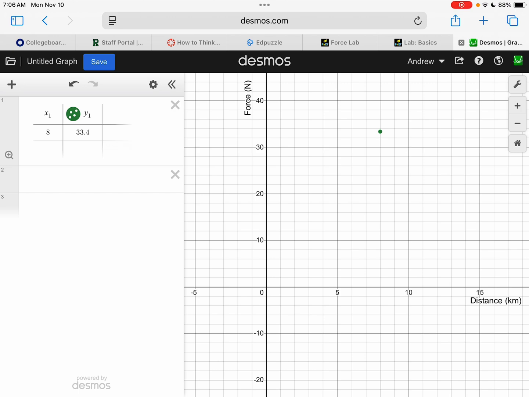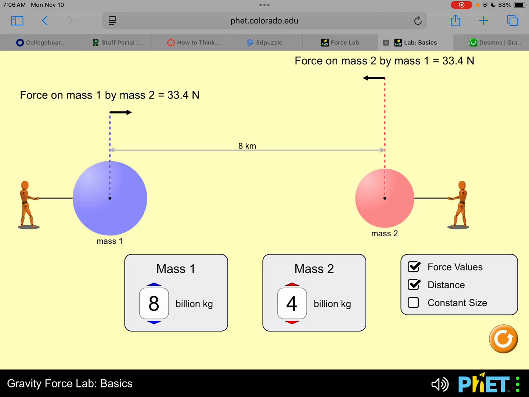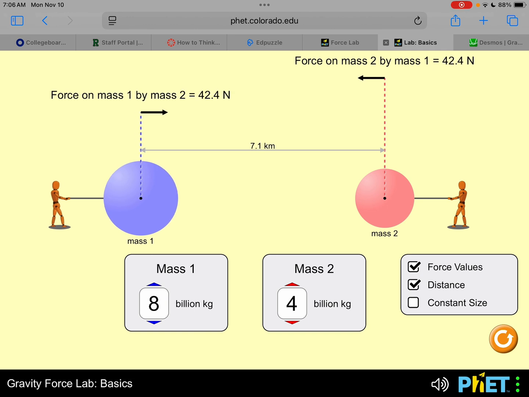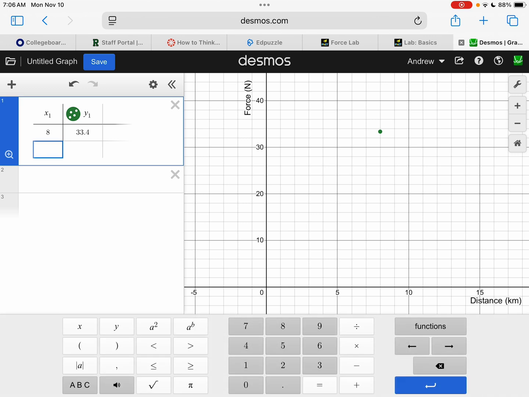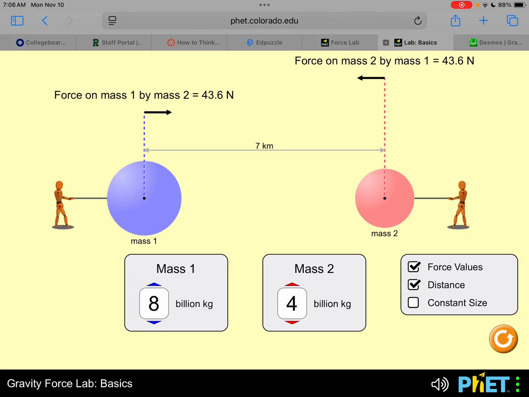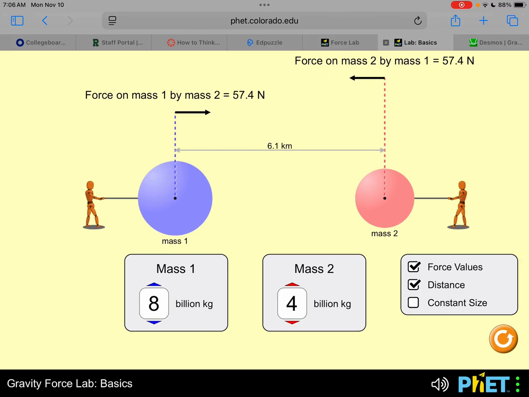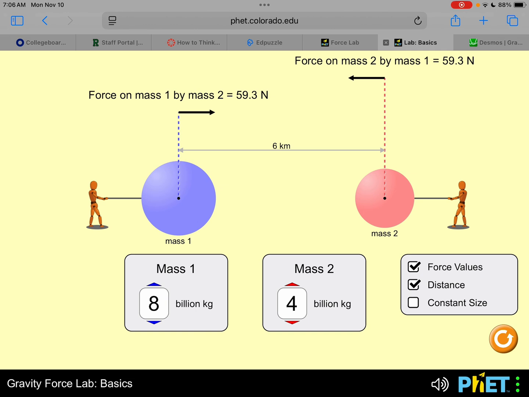And now my distance is going to decrease. So I'll drag it down to 7 kilometers. And now my force has increased to 43.6 newtons. Okay, I'll do one more point. Now I'm at 6 kilometers. Notice the distance is measured between the center of one object to the center of mass of the other. And I'm at 59.3 newtons.